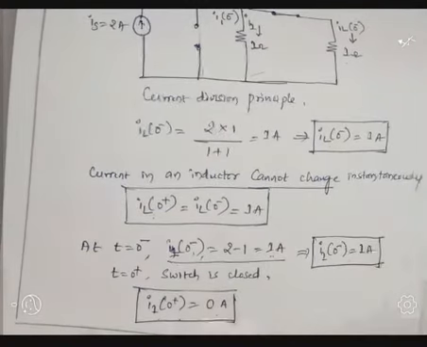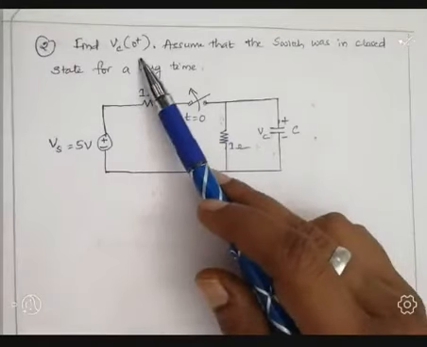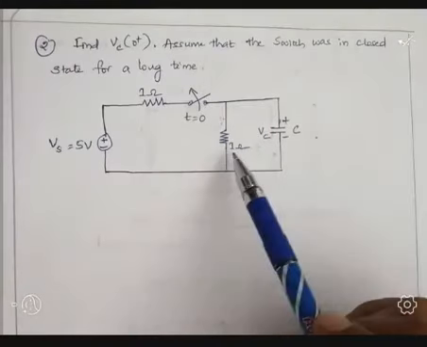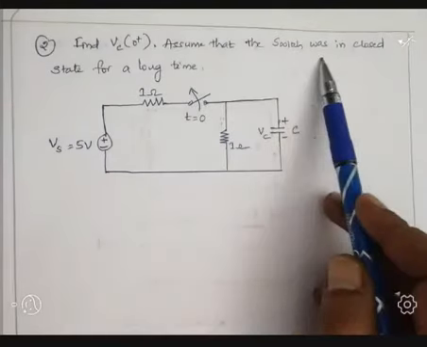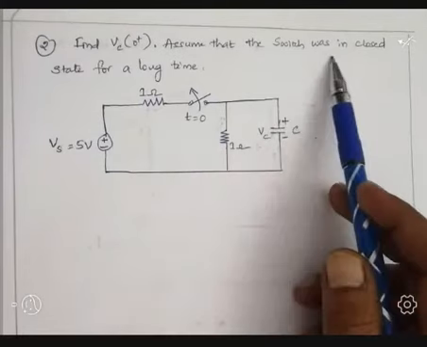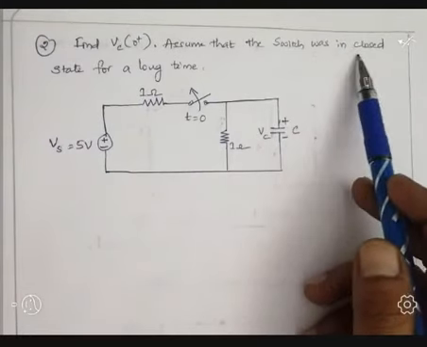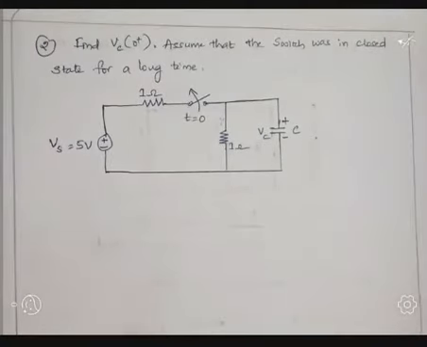Let us take one more. Find VC of 0 plus. We have to calculate VC of 0 plus for the given network. Assume that the switch was in the closed state. Initial steady state: the initial condition given is that the switch is in the closed position for a long time. For this given condition we have to calculate VC of 0 plus.